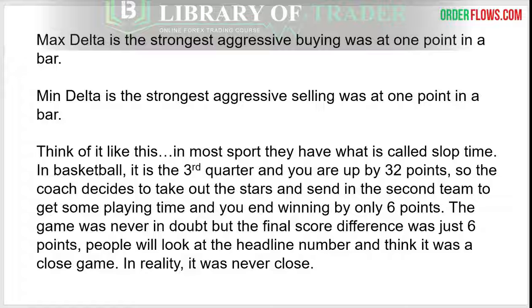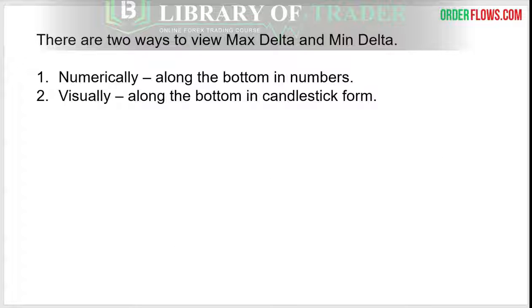So in reality, it was never close. And that's where max delta and min delta come in. Now there's two ways to look at max delta and min delta. You can look at it numerically, or you can look at it visually. Numerically, you're just looking at the raw numbers, which usually appear along the bottom in the bar. And visually, you can see them along the bottom in candlestick form.